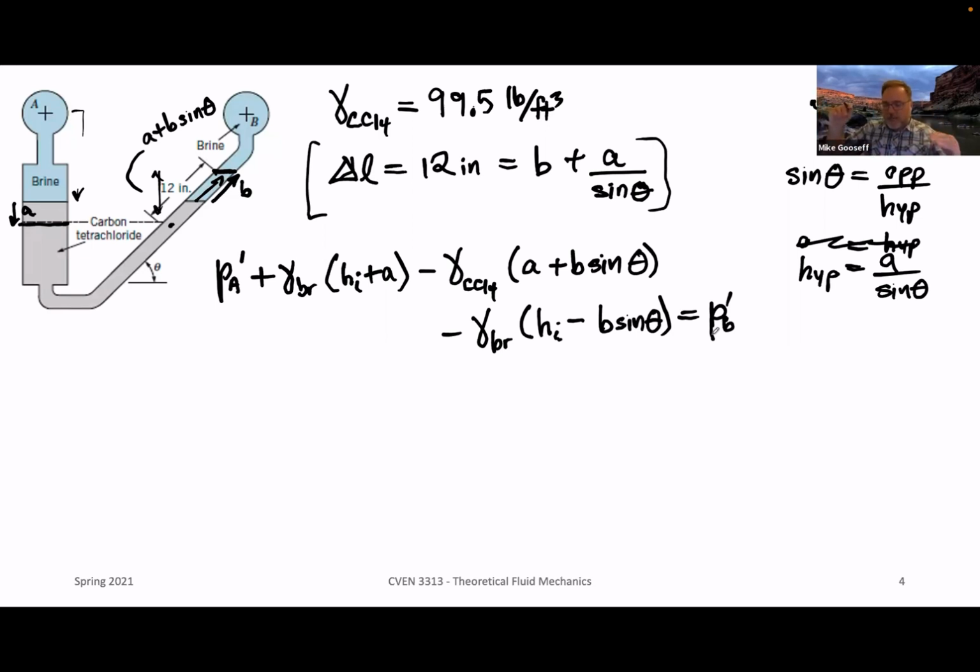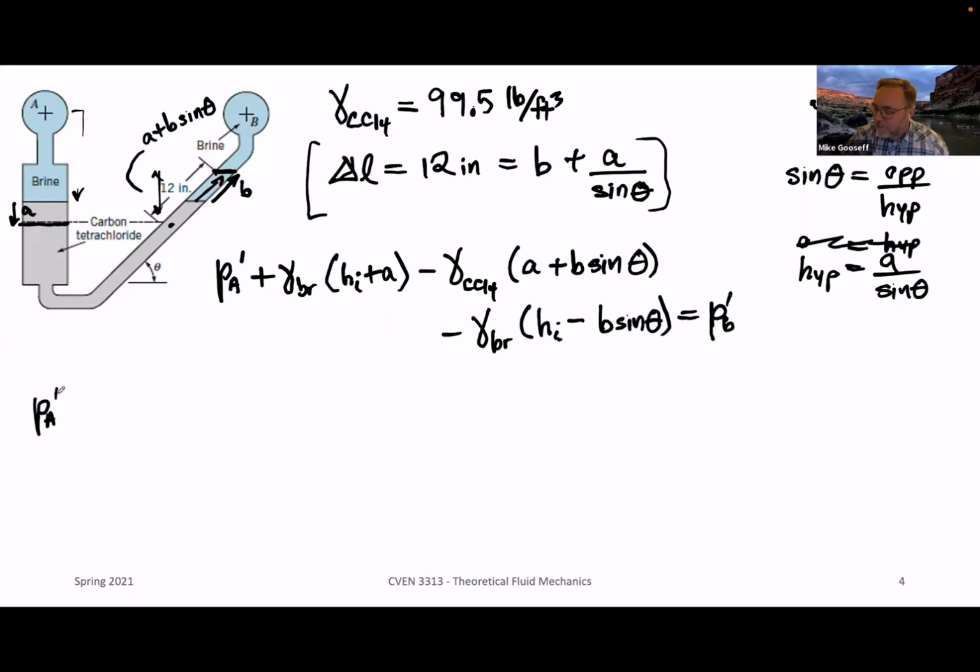Okay, so this is working our way through the full manometer with this changed elevation. On the left-hand side, where the brine moved down from where we started, a distance A, and then on the right-hand side, we moved up some length B with our carbon tetrachloride and shrunk the column of brine on the right-hand side. All right, so now I'm just going to rearrange this and expand it, and then we'll simplify.